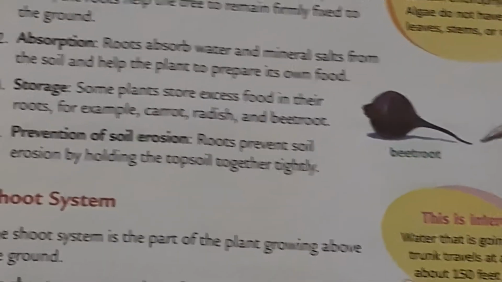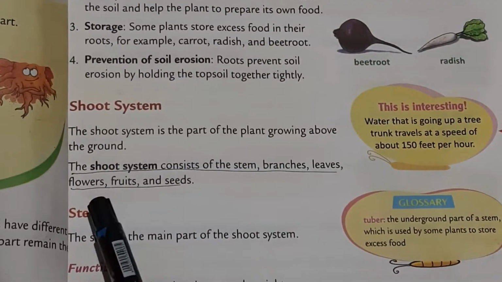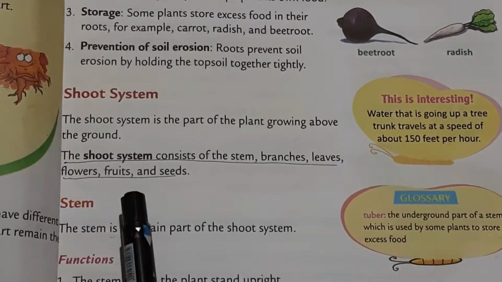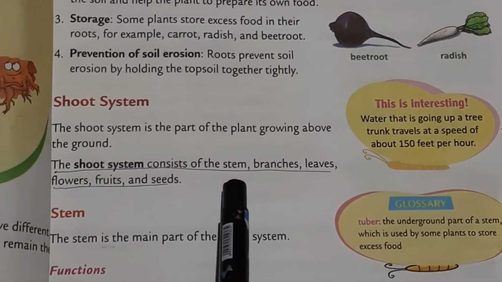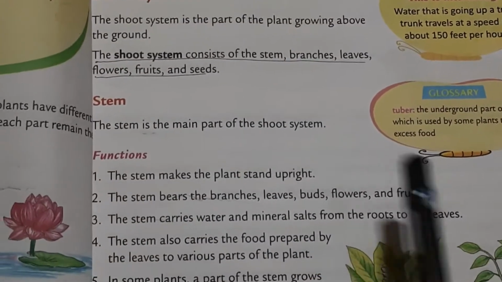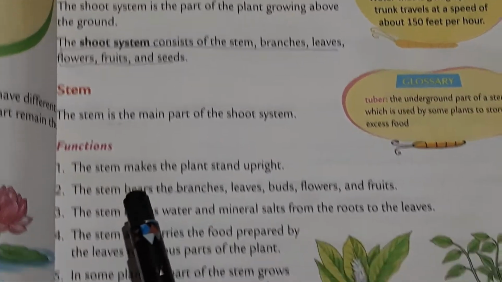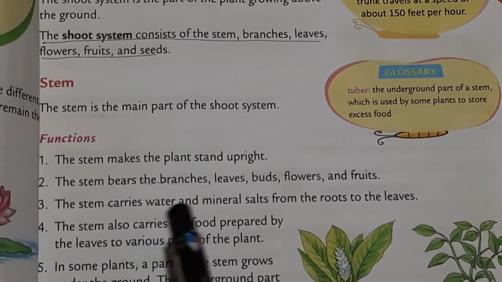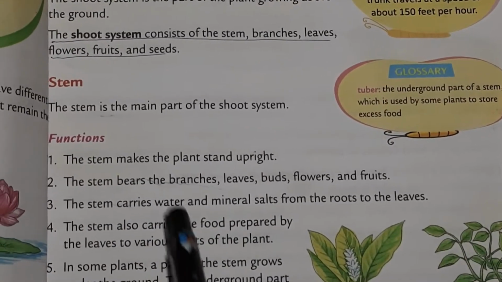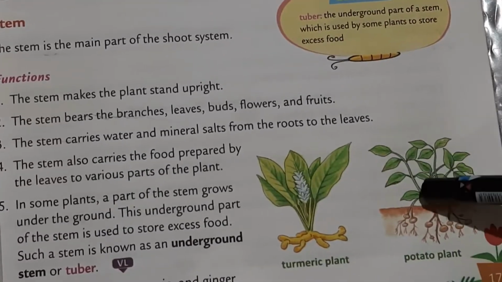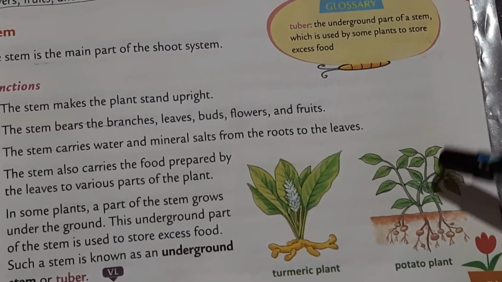Okay. The shoot system consists of the stem, branches, leaves, flowers, and fruit and seeds. Everything you see in the plant is the shoot system. All of this. Stem. The stem is the main part of the shoot system. Functions. Number 1, the stem makes the plant stand upright. This part is called the stem. So this stem makes the plant stand upright.